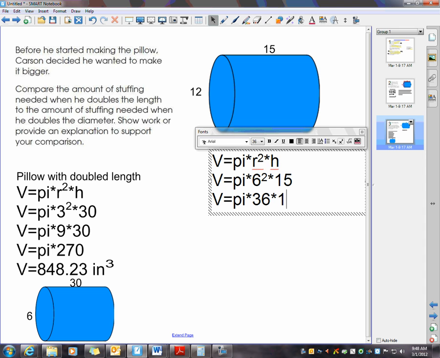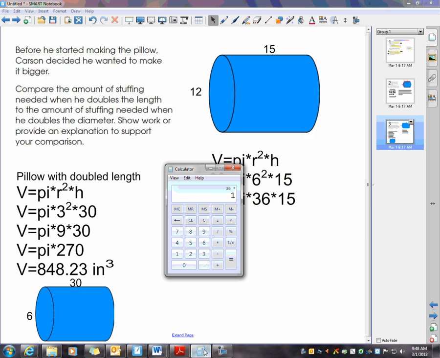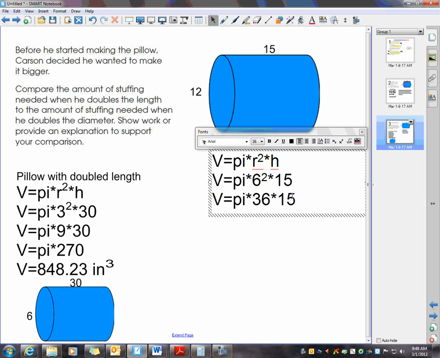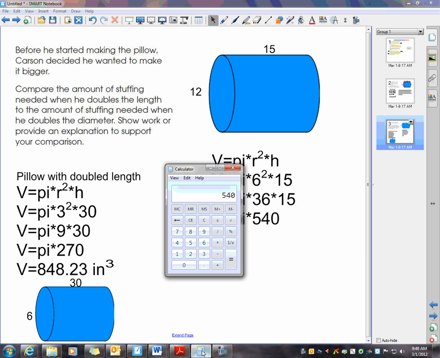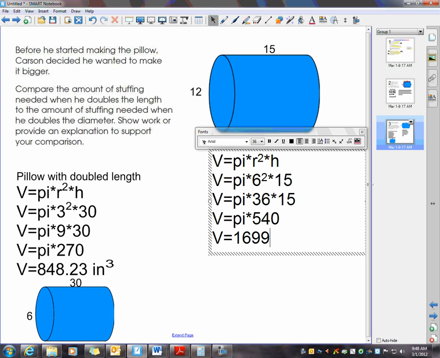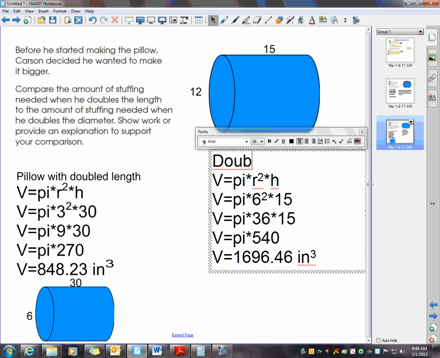Pi times 36 times 15. So I'm going to do 36 times 15. I get 540. Volume is equal to pi times 540. And I'm choosing to do it this way so I don't have to round until the very last step. So I'm going to multiply 3.14159 times 540, and I get 1,696.46 inches cubed.